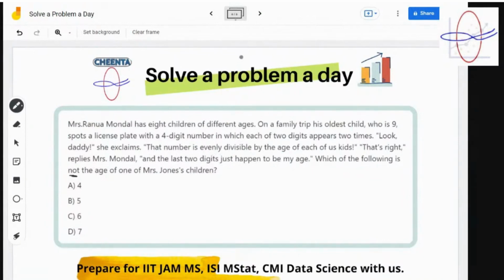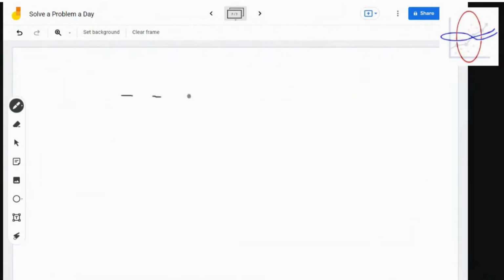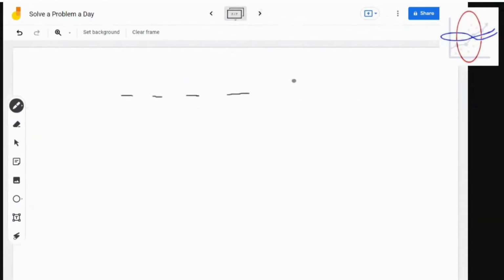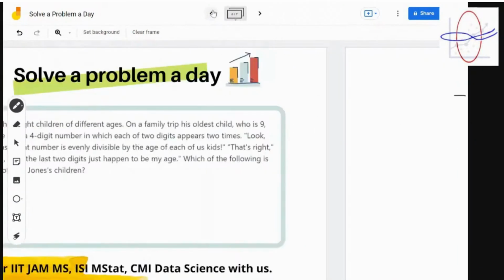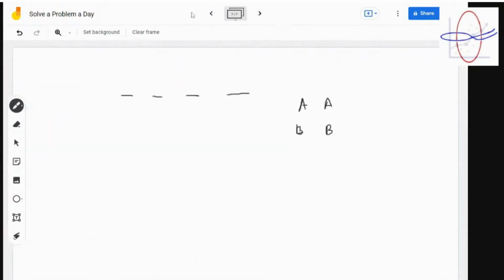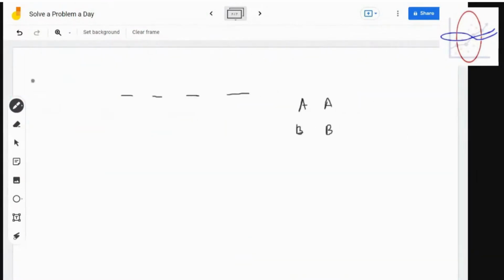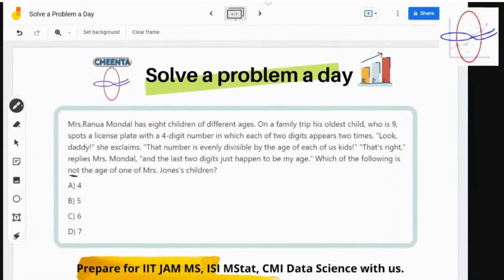First of all, it's a 4-digit number. Second, two digits appear twice. Let's call them A and B, and you have to fill the 4 places with A and B. And the number is evenly divisible by the age of each kid. That means all the numbers from 1 to 9 except the number x that we have to find divide this number.